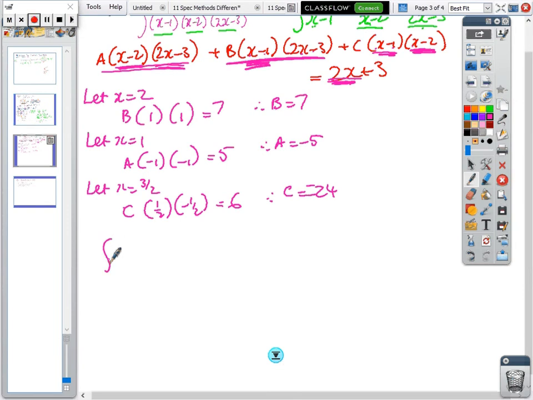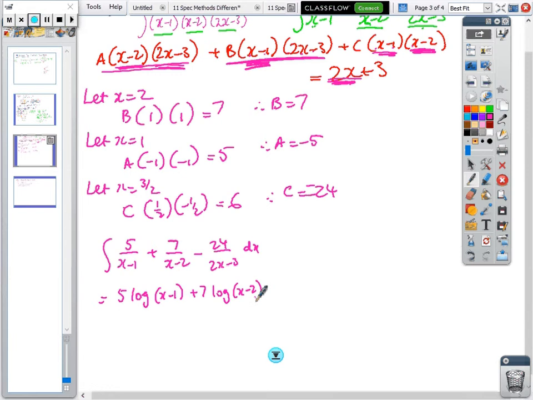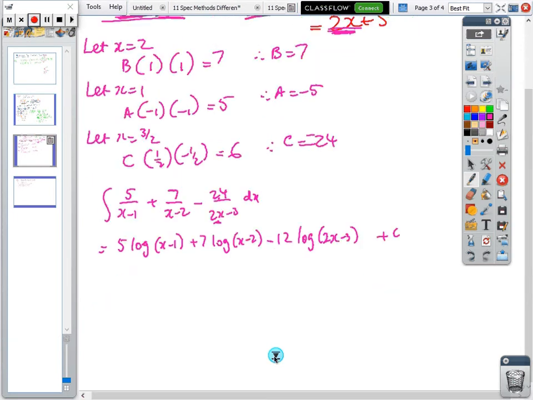And so, bang bang bang, we end up with the integral of 5 over x minus 1 plus 7 over x minus 2 minus 24 over 2x minus 3 dx. So the answer is 5 log (these are all base e, but I won't write them in) of x minus 1, plus 7 log of x minus 2, minus 12 log of 2x minus 3. The derivative is 2, so we get 12 of them, plus c.